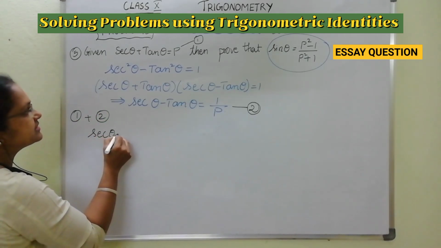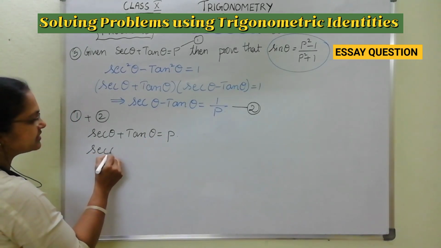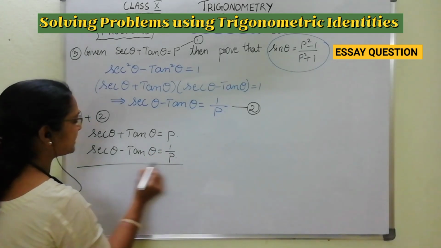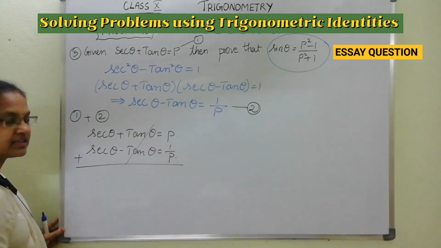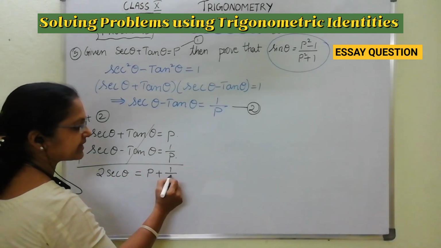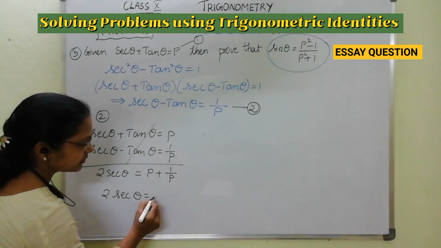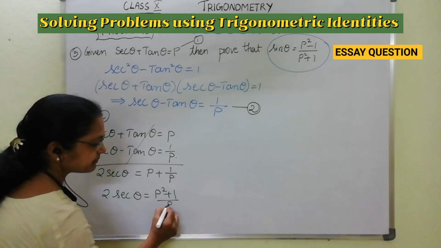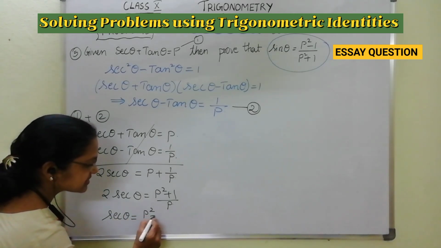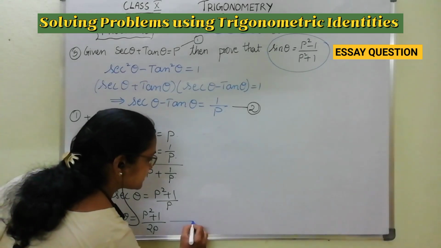That is, secant theta plus tan theta is equal to p, and secant theta minus tan theta is equal to 1 by p. It's very simple. As we are adding, this gets cancelled. So 2 secant theta is equal to p plus 1 by p, so 2 secant theta is equal to p square plus 1 by p. Get this 2 here: secant theta is equal to p square plus 1 by 2p. Now let us take this one as a.